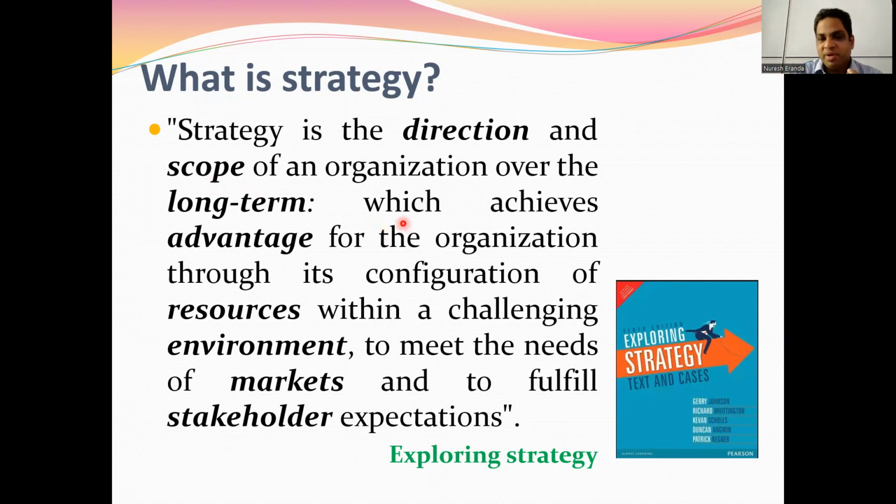And then you can see the explanation has expanded here, which achieves advantage. So strategy can be used for achieving a competitive advantage. How does it happen? Through configuration of your resources. You need physical resources, you need financial resources, you need talents, you need information, you need tangible and intangible resources, and even competencies. So you have to mix up all these things and coordinate all these things in order to develop a strategy. And also these things are happening in a challenging environment, particularly the business environment.